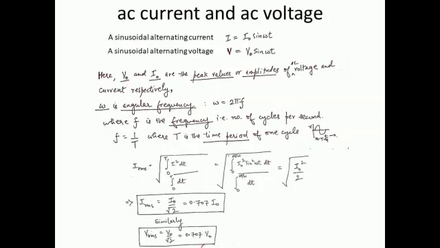If you use an AC voltmeter or an AC ammeter to measure voltage or current, the values that they are going to provide you with are the RMS values of the voltage and the current. The RMS value of current is simply the peak value of current divided by root 2, which is 0.707 times I naught, and similarly the RMS value of the voltage would be simply 1 by root 2 times the peak value of the voltage, which is simply 0.707 times V naught.